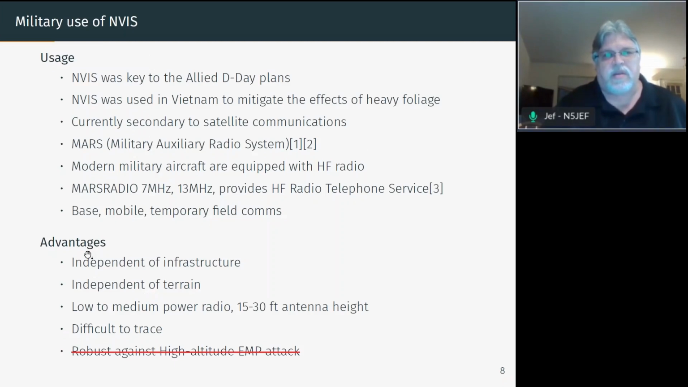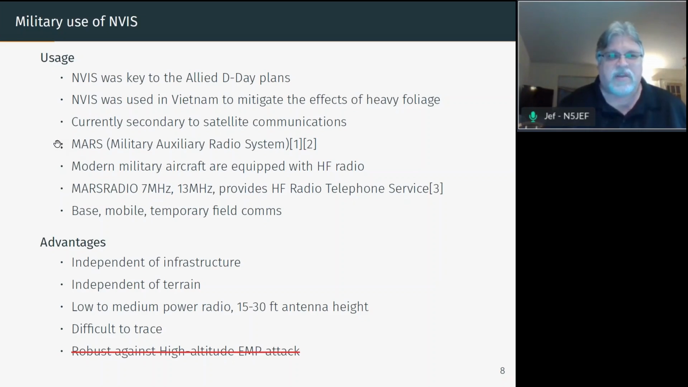The military made a lot of use of NVIS. Now there's a lot more emphasis on satellite communications, but back on D-Day, they were using NVIS to coordinate things. It was used in Vietnam to mitigate the effects of heavy foliage, because VHF and UHF don't work well with the heavy foliage, but the longer wavelengths with NVIS provided reliable communications.